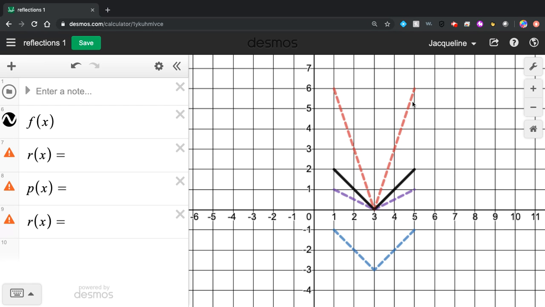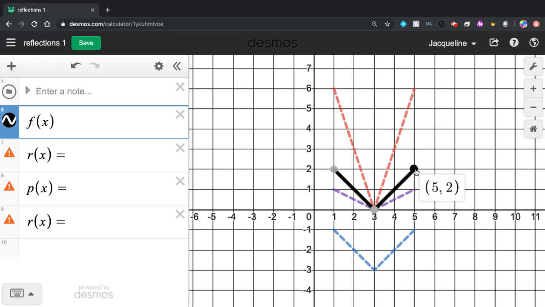It's been stretched upwards. So this red graph, the R of X graph, is actually considered a vertical stretch in comparison to the black graph. The purple one is considered a vertical shrink because even though it looks a little bit wider, it's definitely shorter. When I look at my endpoints, I can see that more clearly.